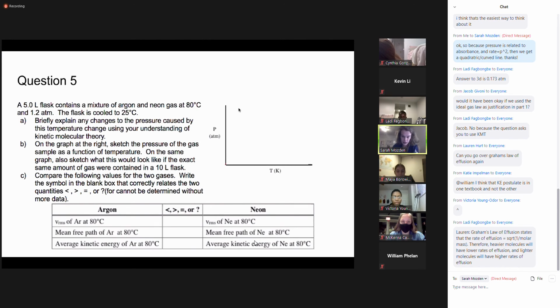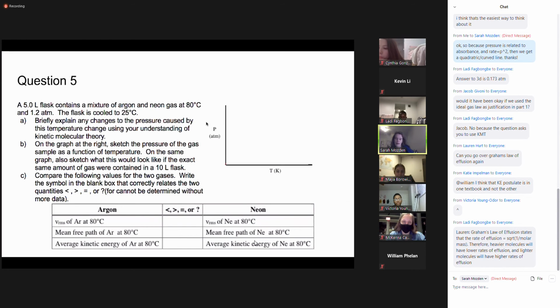What about the mean free path? Who wants to explain that one? I'll just explain it. So the mean free path equation is RT over the square root of 2 times pi times diameter of your atom squared times Avogadro's number times pressure. That's all in the denominator with RT in the numerator. So the thing that we're going to factor in here is the diameter of the particle squared. The diameter of neon is smaller than the diameter of argon, so therefore it will have the greater mean free path.